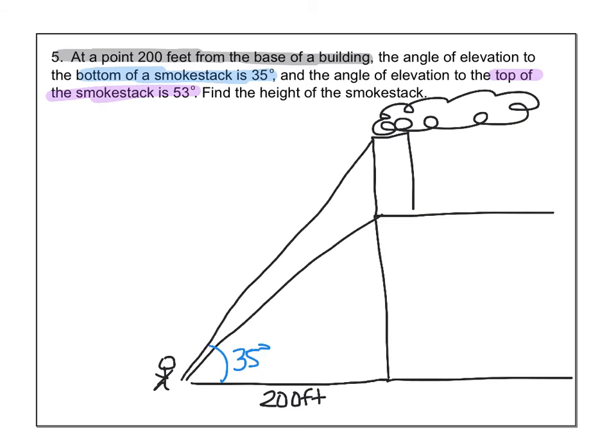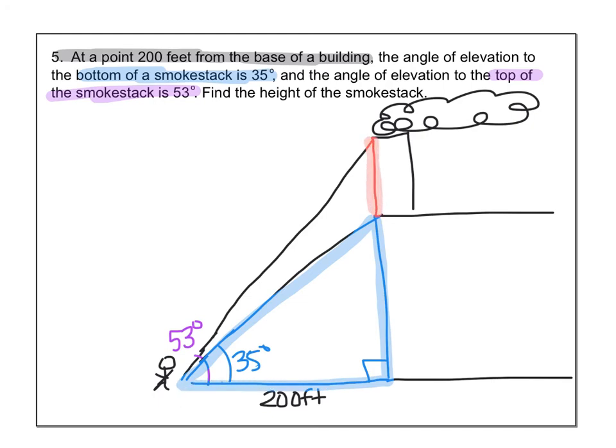I'm going to draw in a line that goes to the top. That whole angle now is 53 degrees. Just fixing my picture a little bit here. So then in order to solve this, this is again a right triangle. We're going to need to take this one piece at a time. So we're going to look at the blue triangle first. Our goal is to find the height of the smokestack, so we're trying to figure out this part right now. I'm going to try and find x first.